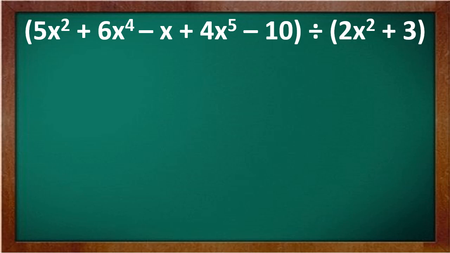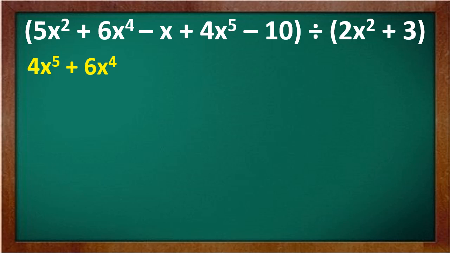The first thing to do is to arrange the given polynomial, the dividend, in descending order. When we say descending order, from highest exponent down to lowest exponent. So, the highest exponent here, the one with the highest exponent, is 4x raised to 5. So, it should be in front. So, our first term is 4x raised to 5. Next, of course, is 6x raised to 4. So, plus 6x raised to 4.